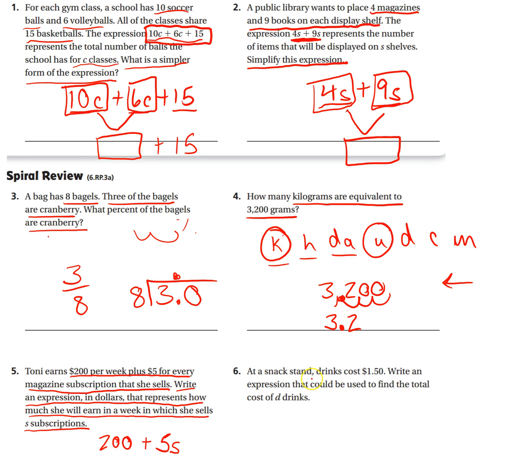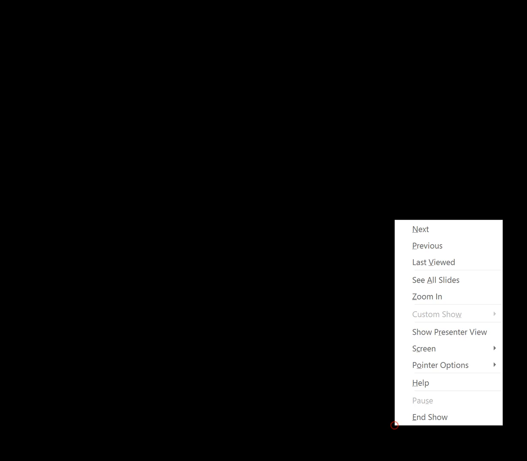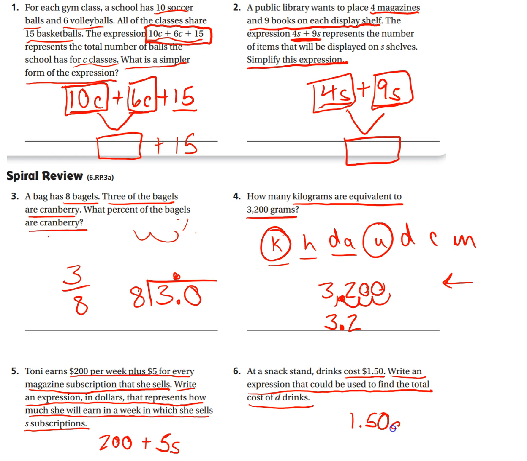Number 6, at a snack stand, drinks cost $1.50. Write an expression that could be used to find the total cost of D drinks. So every drink costs $1.50. How many drinks are you going to get? Well, that's the variable, we don't know. But if you get 3 drinks, it's going to be $1.50 times 3. If you get 5 drinks, it's not going to be $1.50 plus 5. It's going to be $1.50 times 5. So it's 1.50D, which means 1.50 times D.